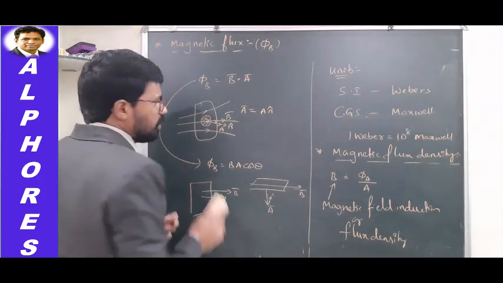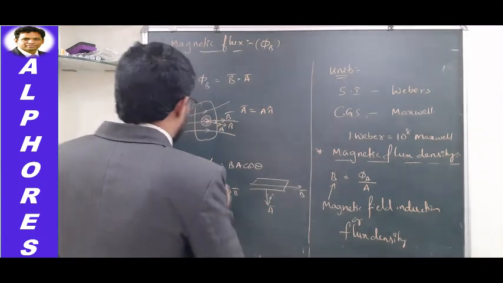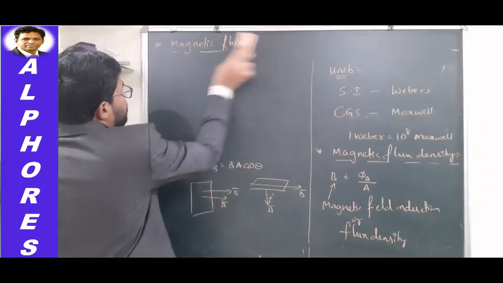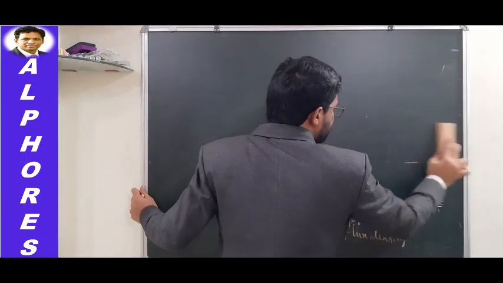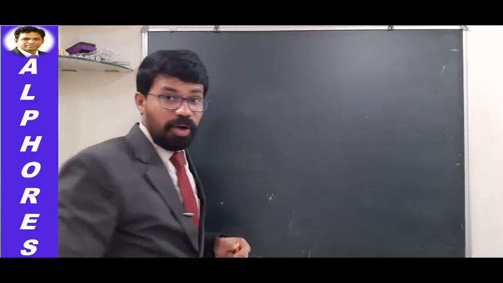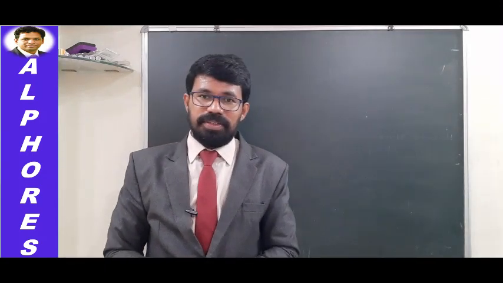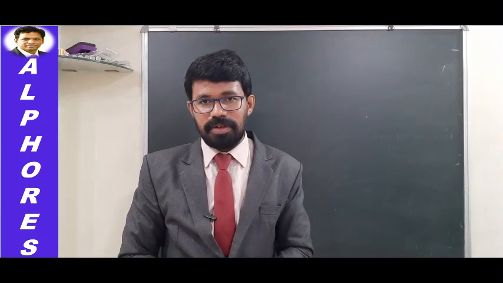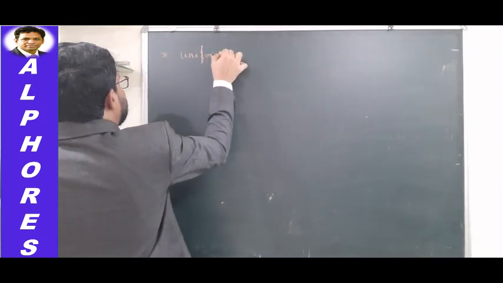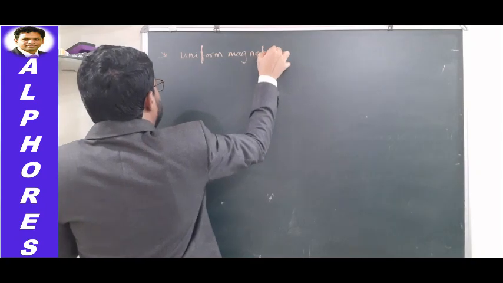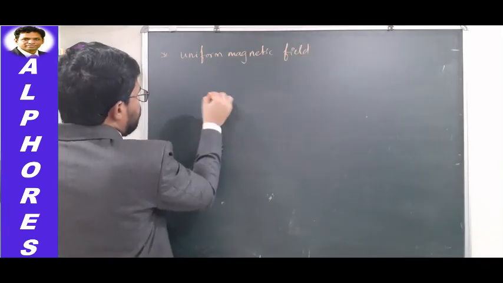And let us talk about uniform and non-uniform magnetic fields, because frequently we will be using these two terms in further sessions. See, uniform field in the sense, in whatever region that field exists, at every point in that region, the direction and magnitude of magnetic field induction should be the same. If that is the situation, you can call that field a uniform magnetic field.